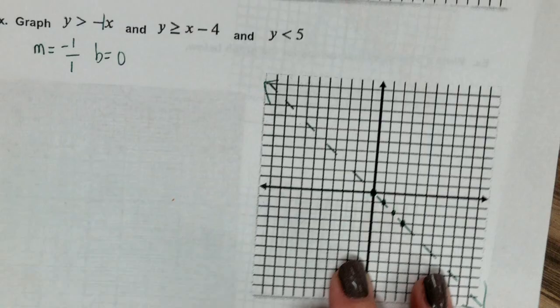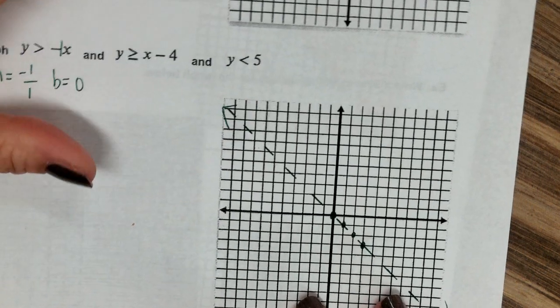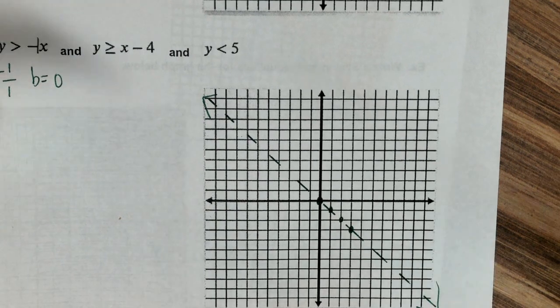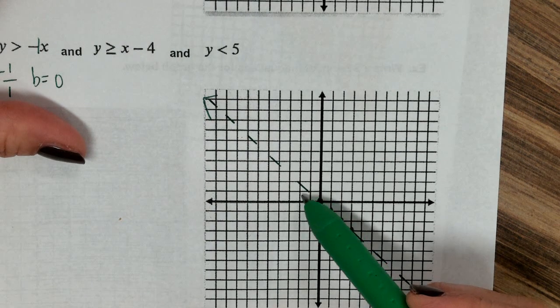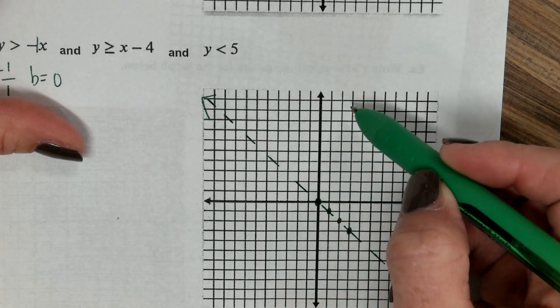And which way would I shade? Up. So look right here. If you're ever confused, start at the line and say, am I going up? No. Start at the line, am I going up? Yes.